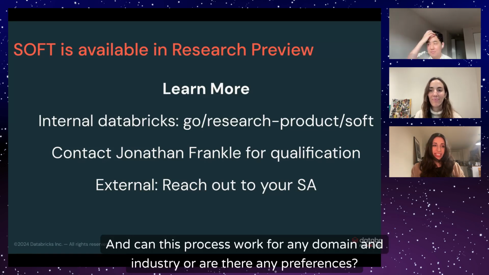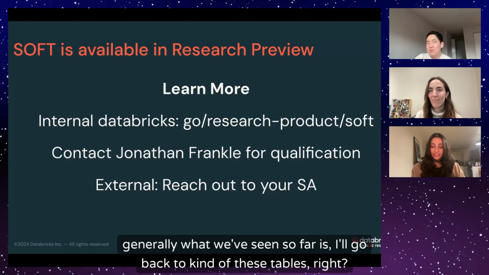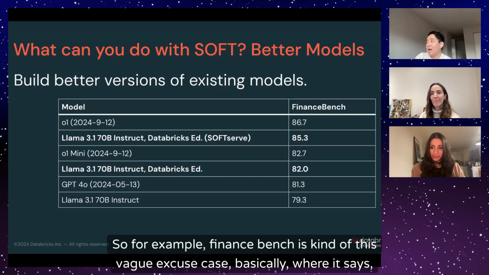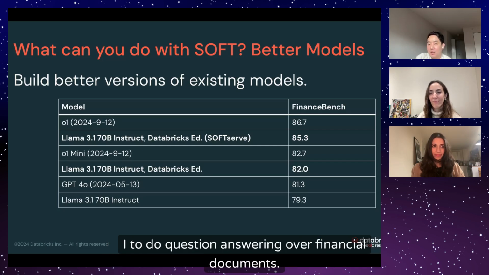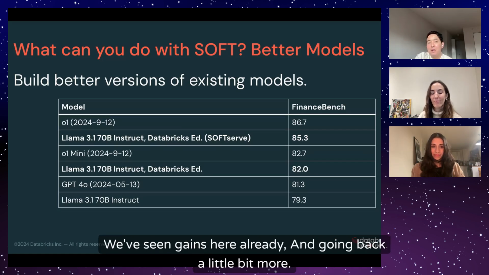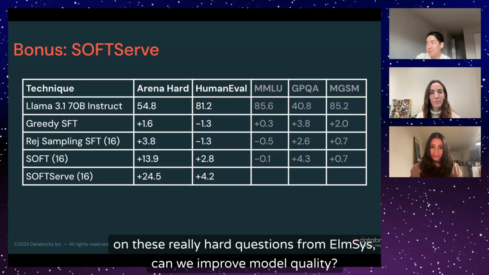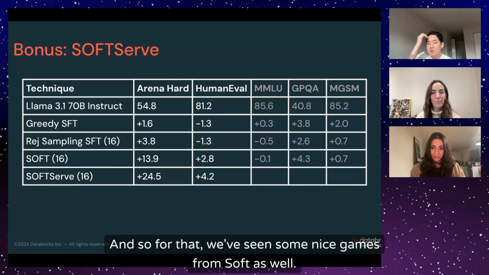Can this process work for any domain and industry, or are there any preferences? Generally, going back to these tables, Finance Bench is a RAG use case, where you do question answering over financial documents. We've seen gains here already. And Arena Hard is a very chatty format, with really hard questions for LLMs, asking whether we can improve model quality. For that, we've seen some nice gains from soft as well.